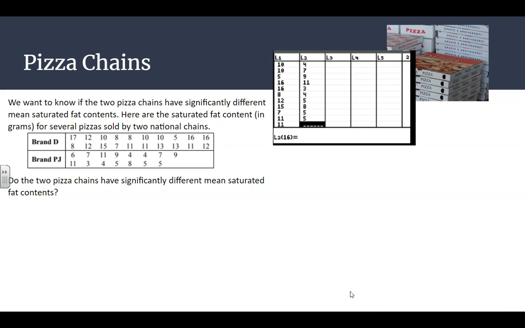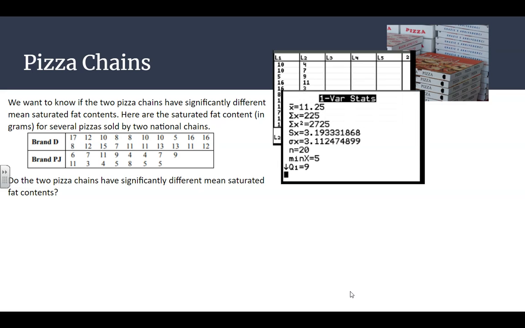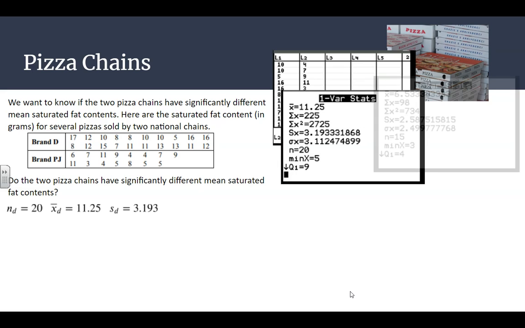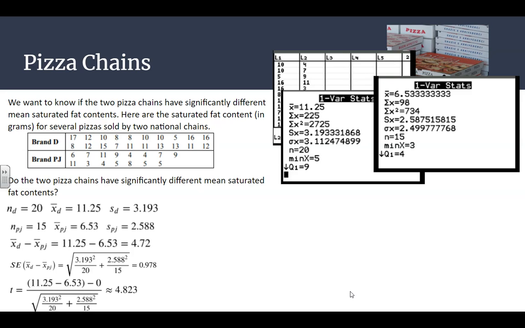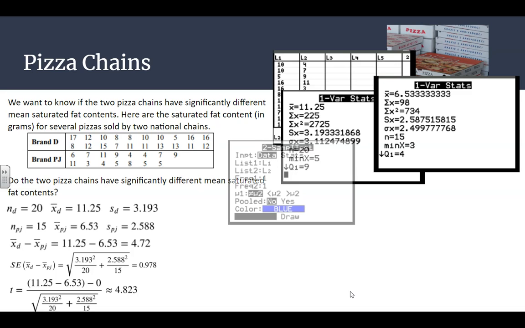This time, again, we did stat edit and put things in list 1, list 2, found our one variable stats on list 1, found our one variable stats on list 2, wrote down what our mean difference is from both of our groups, wrote down our standard error, and then we're going to calculate our t value, meaning how far away our difference is from the expected difference of 0.